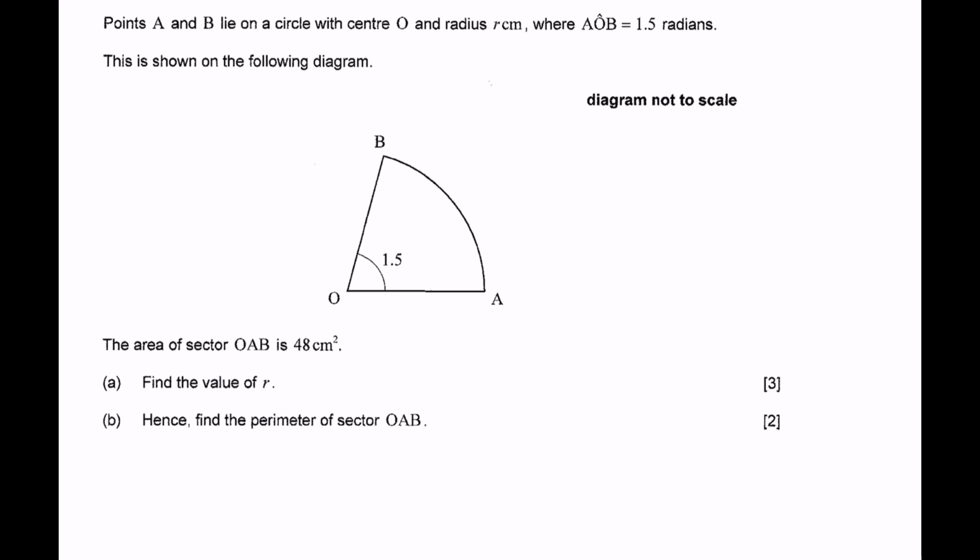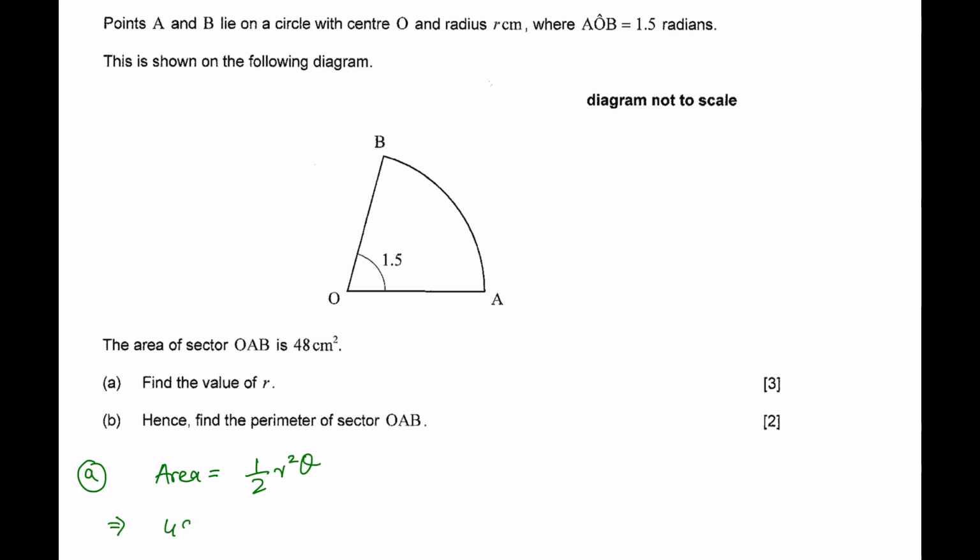Now moving on to question 2. AB lies on a circle with center O and radius R, and the angle AOB is given as 1.5 radians, right? Area of sector OAB is given as 48. Find the value of R. To find R, area is basically given by half R squared theta. This is the formula of area.